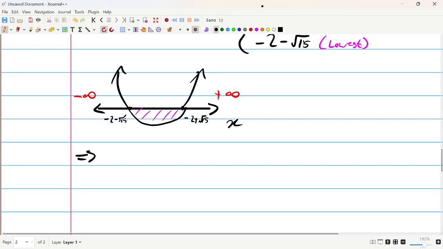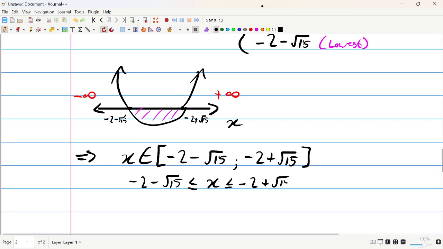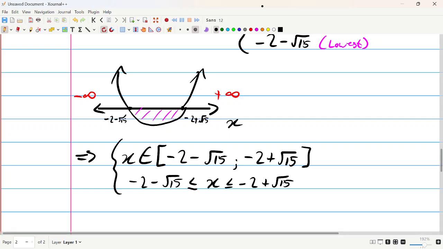You can either write it like this: x is an element of the closed interval from negative 2 minus the square root of 15 all the way to negative 2 plus the square root of 15. Or you could say that negative 2 minus root 15 is less than or equal to x, and x is less than or equal to negative 2 plus root 15. So these are the two different ways that you can write down your final answers, and that is quadratic inequalities.